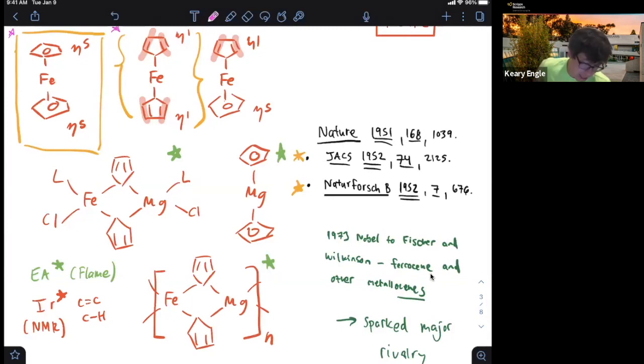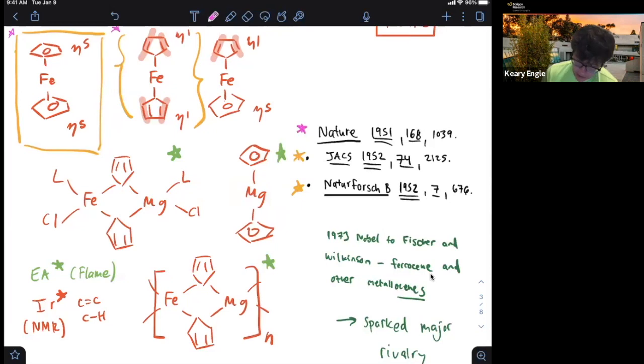performing this experiment. In the NMR, you'd expect to see a single CH resonance in the sandwich structure shown in the orange box, whereas you'd expect to see multiple resonances, which I've tried to depict here, for any ligand that's coordinated in an eta-1 fashion.